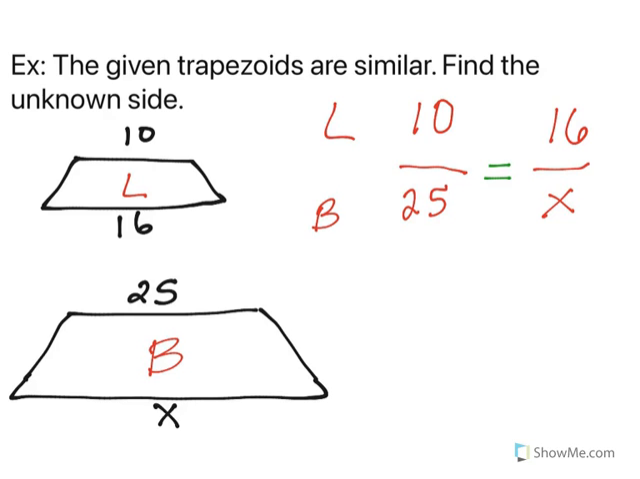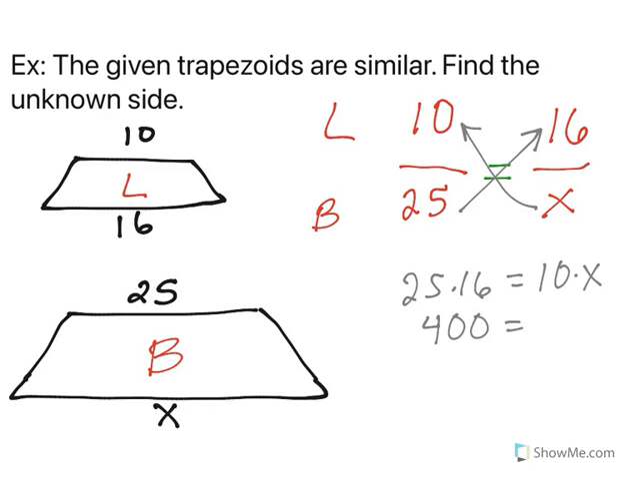To solve this, we are going to, what we call, cross multiply. So the denominator of one ratio is multiplied by the numerator of the other. So I have 25 times 16, and that's going to equal 10 times x. Well, 25 times 16 is 400. So I have 400 equals 10x. And to get x by itself, we're going to divide both sides by 10. And so x equals 40.